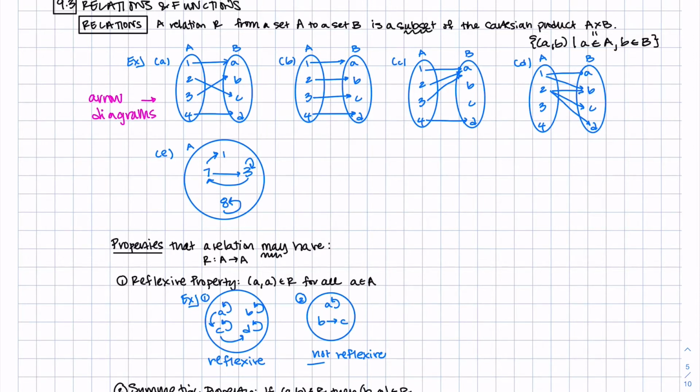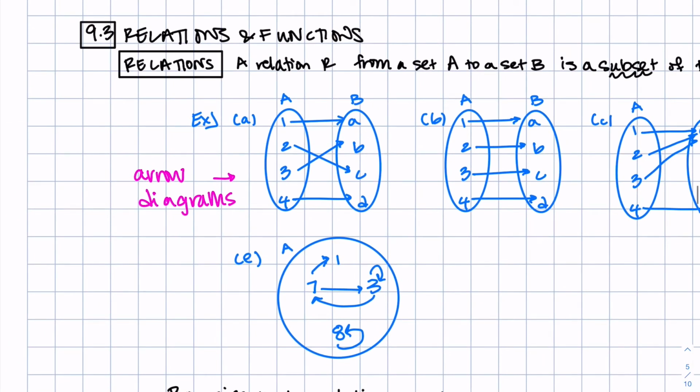So what I have drawn out here are a bunch of examples of relations, but instead of using this Cartesian product illustration, I'm using what we call arrow diagrams. And so here, if I just look at this first picture, which I called little a here, here's an example of a relation.